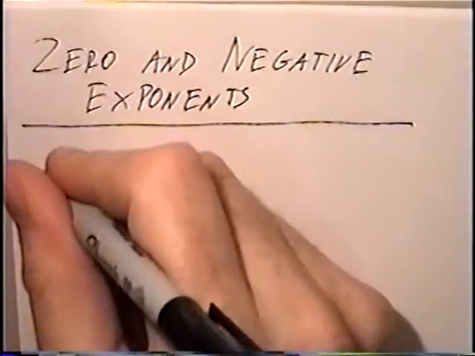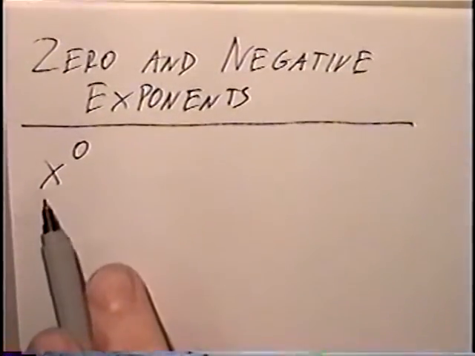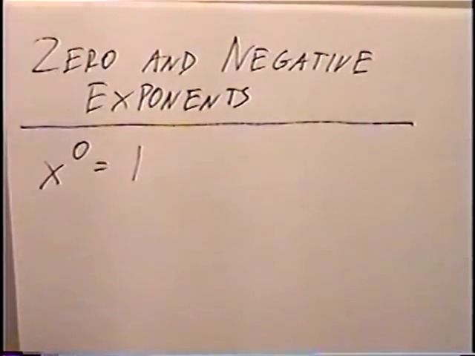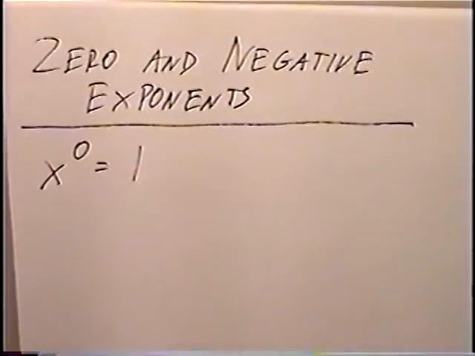Two definitions for this section. X to the 0 power, where x can be any number or any variable. This will always equal 1. So any number or any variable to the 0 power equals 1.